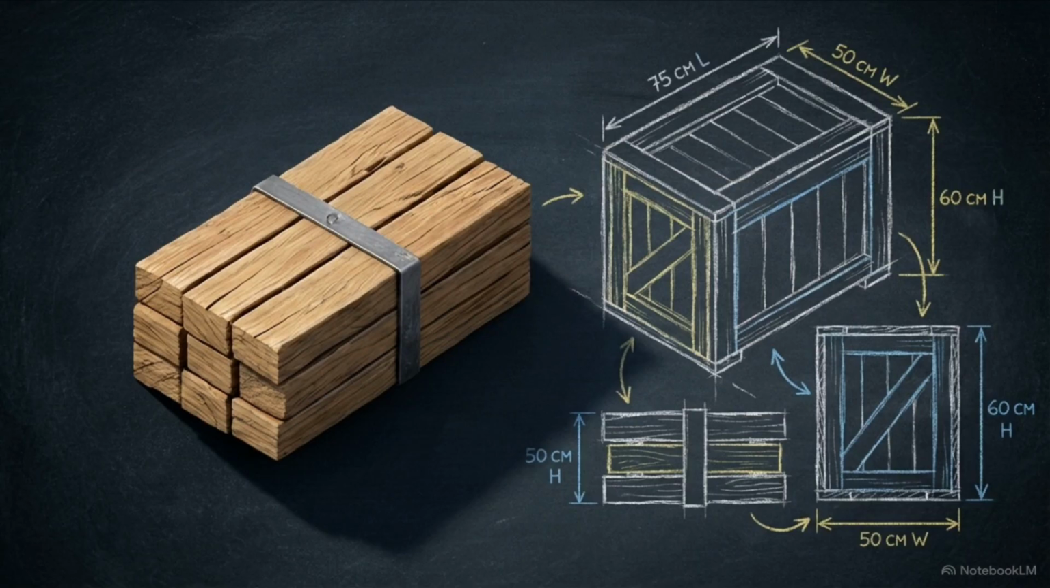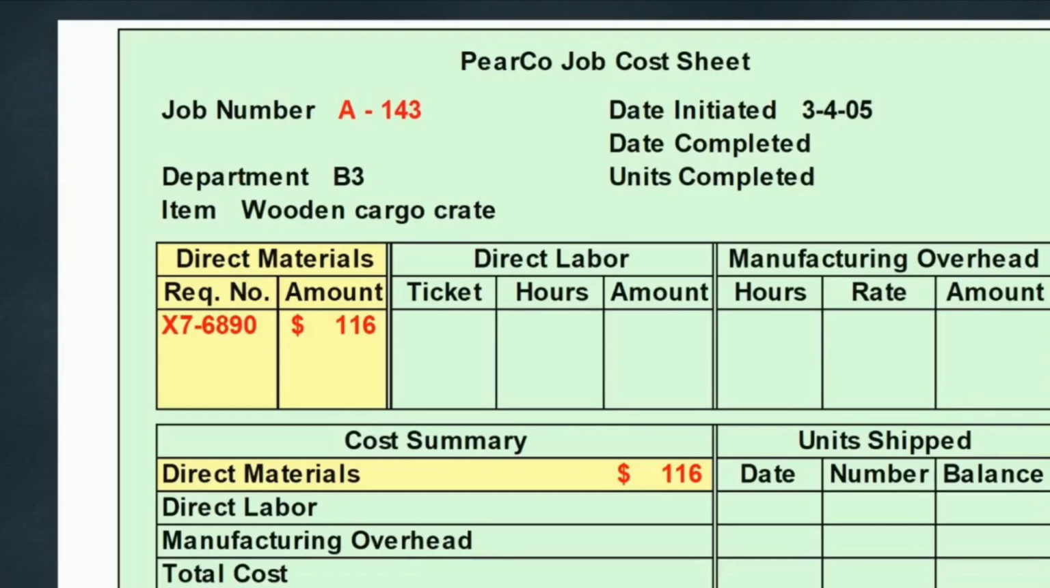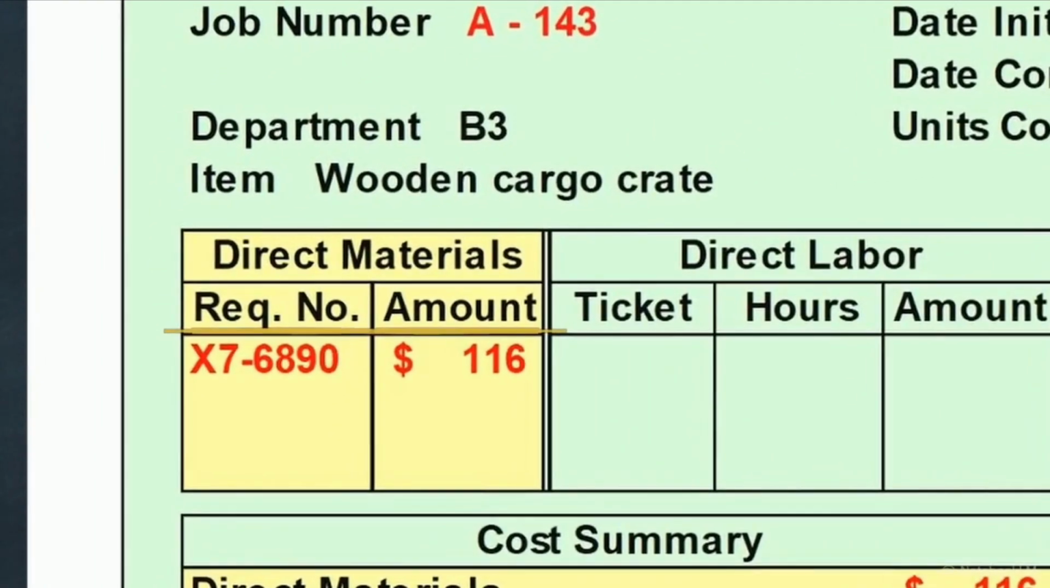Direct materials are the physical resources that can be explicitly and economically traced to the creation of a specific job. This is the PARCO Materials Requisition Form. It acts as the physical evidence to authorize and track those specific materials. Looking closely at the data, this form quantifies the exact dollar amount of wood consumed specifically by job A143, which totals $116. This verified data is injected directly into the primary ledger. Under the direct materials column, requisition X76890 is linked exactly to that $116 amount.